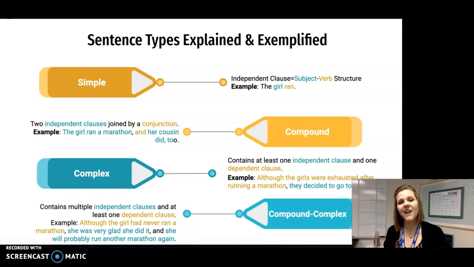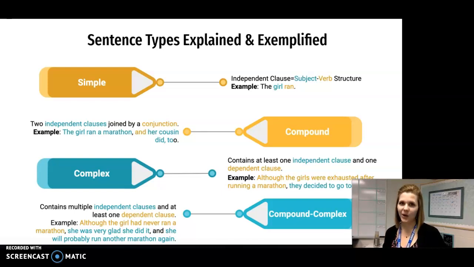Or you could choose to write in complex sentences, and complex sentences contain at least one independent clause and one dependent clause. An example, although the girls were exhausted after running a marathon, they decided to go to the park. And lastly, you can include a combination of our sentences, and you can write in compound complex sentences. Compound complex sentences simply contain multiple independent clauses and at least one dependent clause. An example, although the girl had never ran a marathon, she was very glad she did it, and she will probably run another marathon.